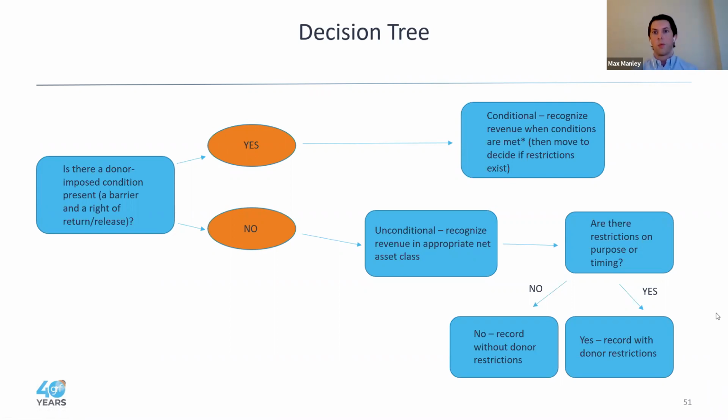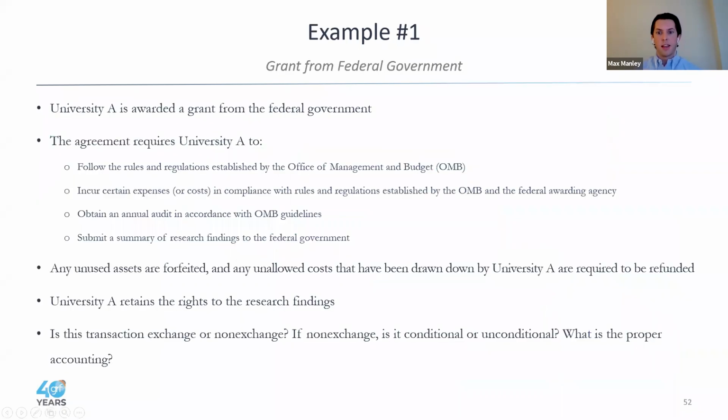And then, once the condition's met, you recognize revenue into either with or without restrictions. So you still have to make that determination, as has always been the case. And final thoughts on the decision tree: I think it's important that you go through the analysis and document your decisions. Don't wait for your auditors to ask you to do this. If you have it documented, you're much less likely to have questions or pushback on the methodology that you've adopted. And so we have a couple of quick examples to go through to illustrate this analysis.